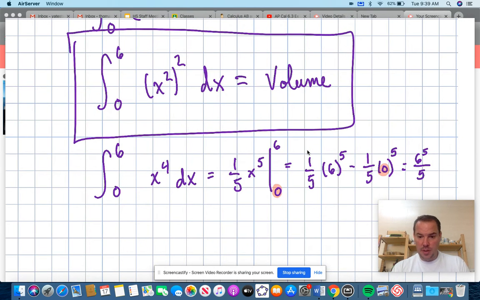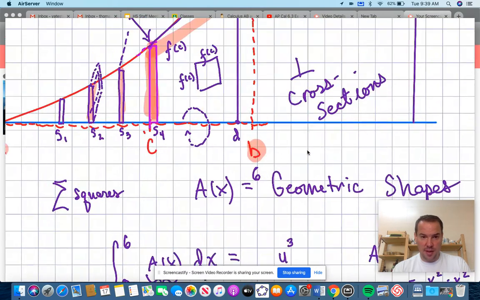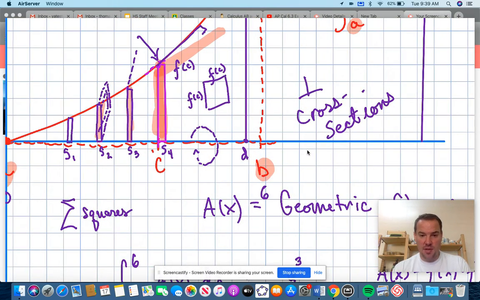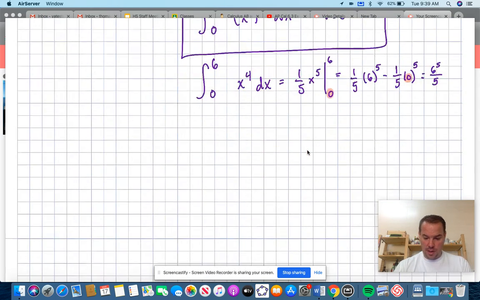There we go. Okay, so to keep this video nice and concise, the idea is basically what we are doing is what's called perpendicular cross sections, and I'm going to build all sorts of different geometric shapes. Okay, so here we go.